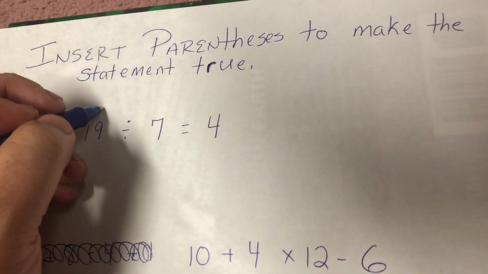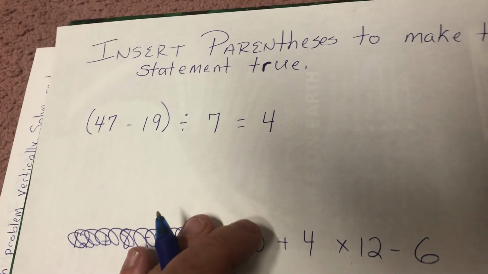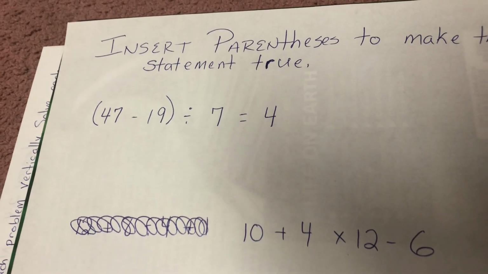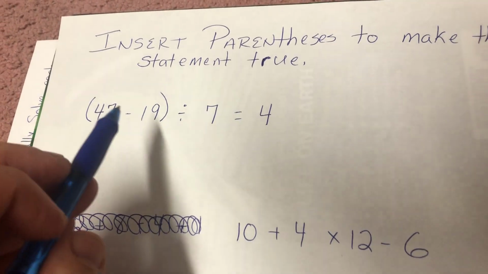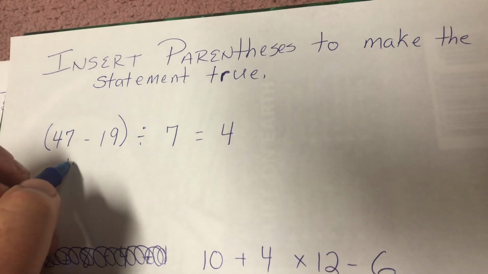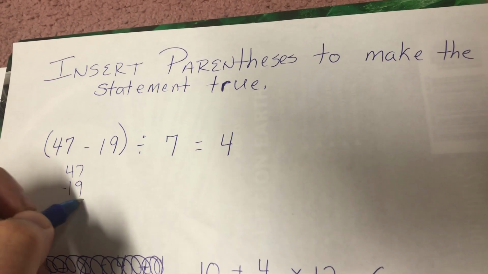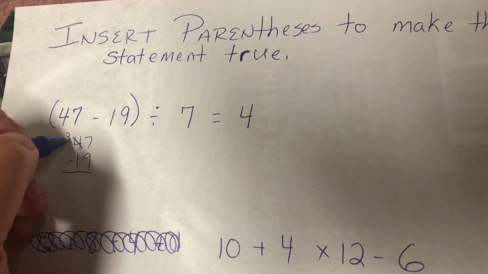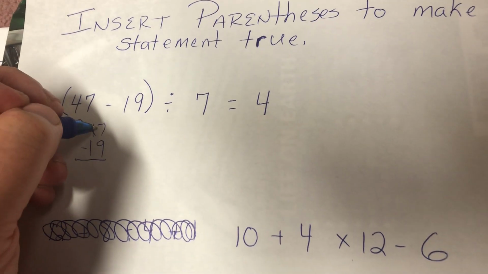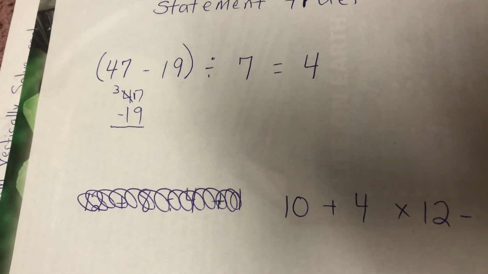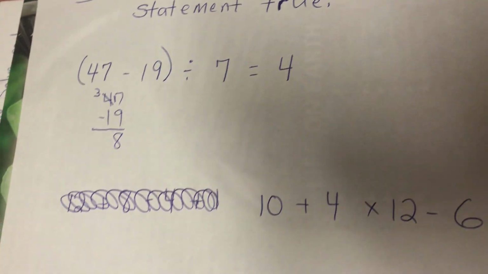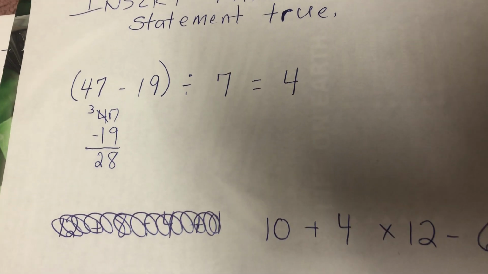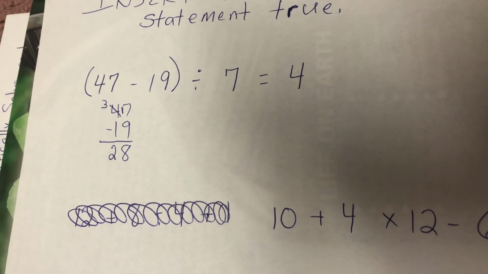Well, if I start at the beginning, maybe it's good just to start at the left and move right, put parentheses there. And then I have to follow the order of operations, that PEMDAS. If I do what's in parentheses first, that's going to give me 47 minus 19. Well, let's see what that equals. I can't do 7 minus 9, so I'm going to borrow from the 4, and I'm going to make it a 3. I'm going to make the 7 a 17. 17 minus 9 is 8. 3 minus 1 is 2. I find that 47 minus 19 is 28.